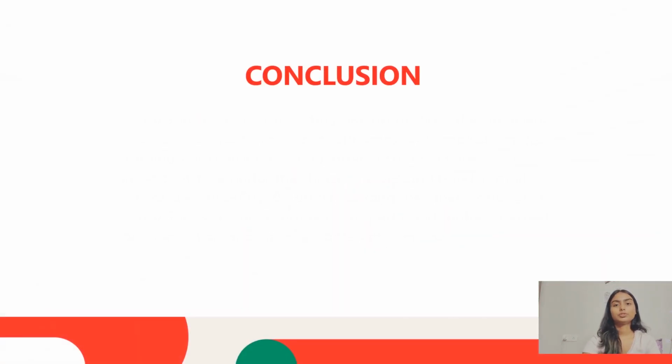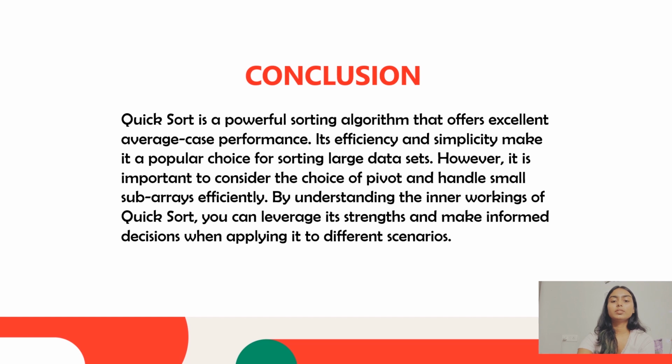So the conclusion. QuickSort is a powerful sorting algorithm that offers excellent average case performance. Its efficiency and simplicity make it a popular choice for sorting large datasets. However, it is important to consider the choice of pivot and handle small subarrays efficiently. By understanding the inner workings of QuickSort, you can leverage its strength and make informed decisions when applying it to different scenarios.